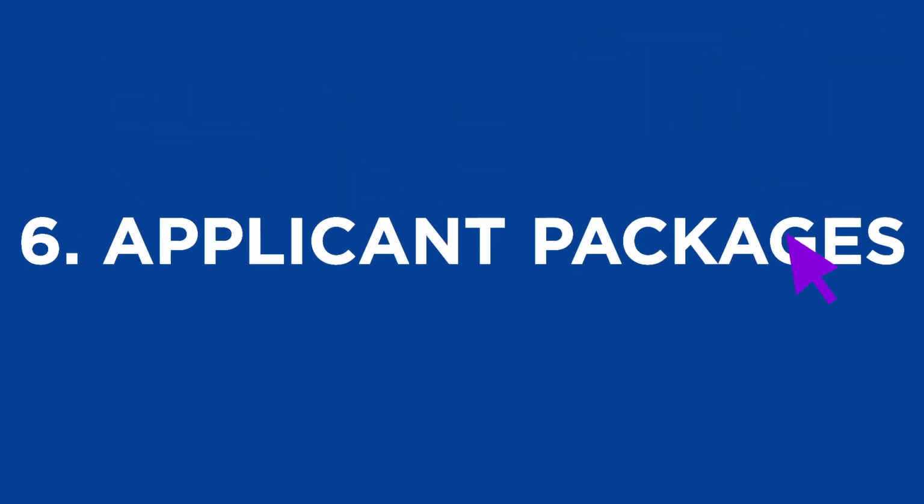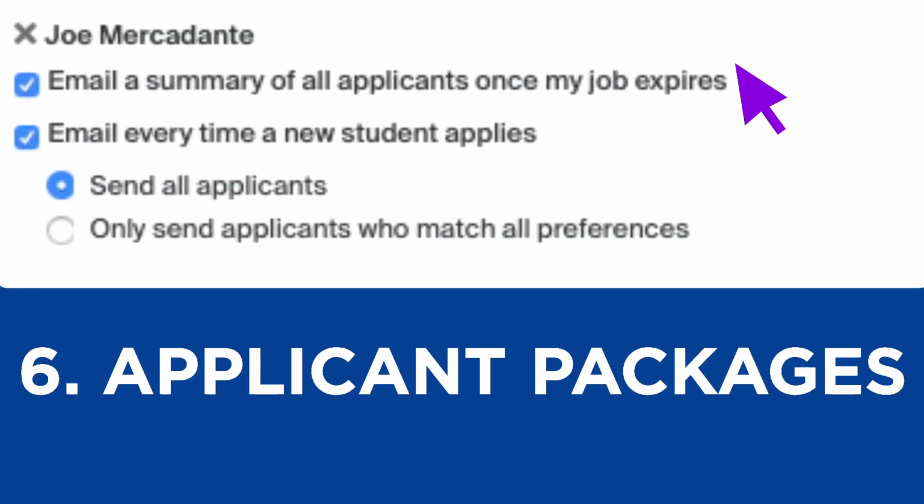Setting up who should receive applicant packages. Email a summary. You'll receive one email once your job expires. Email every time. You'll get emails each time a new student applies. If you choose this option, you can then specify whether you want every student who applies or only students who match all of your preferences, such as eligibility for international students, grad date, year, GPA, and major. You'll see your name listed first.